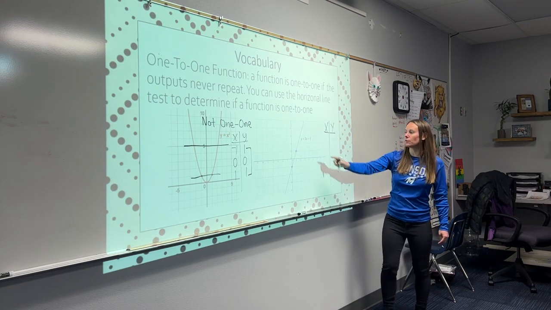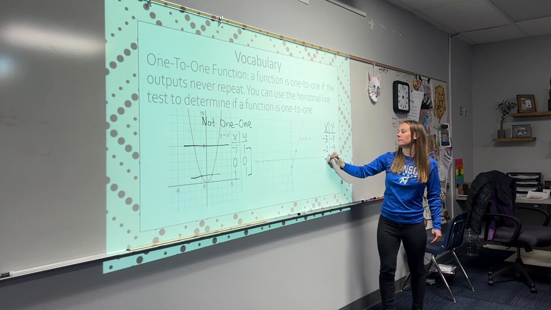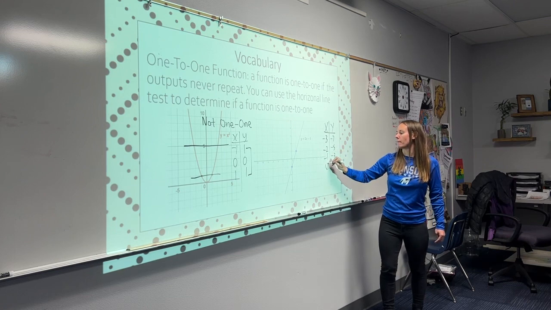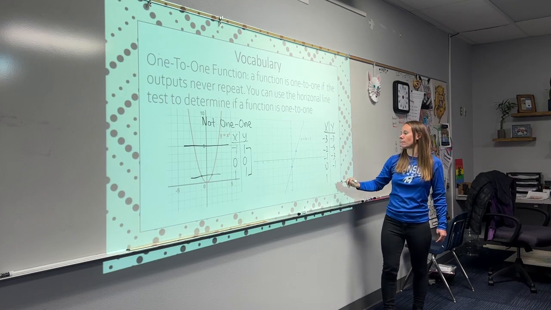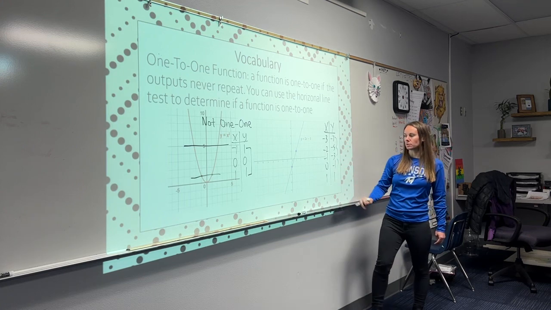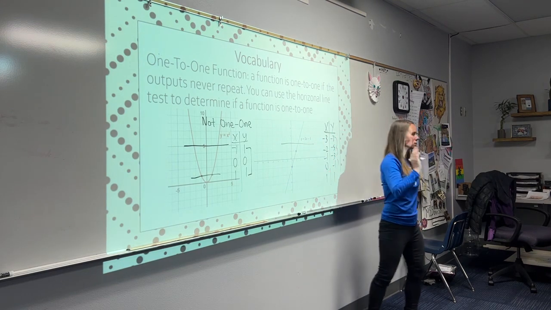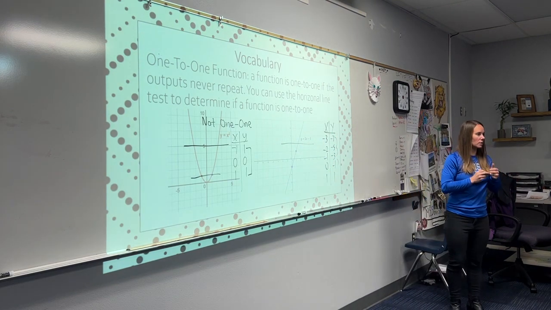If I did a table for 2x minus 1, I'd get -7, -5, -3, -1. You can see that there's never going to be a duplicate y value. And so we can test that by doing the horizontal line test. It only crosses once, it is one-to-one. We feel okay about that?